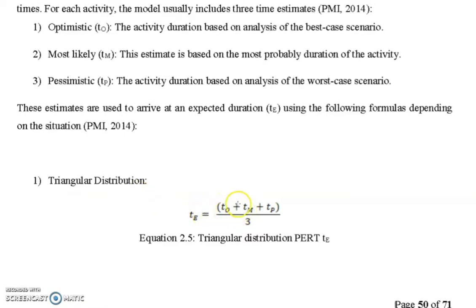this one we use when we don't have extra weighting for the most likely probability. We don't have extra weighting for it, so we can use this one. And also the second thing is that we use this formula when the information that we have for time optimistic, time most probable, time pessimistic, we don't have that much accurate information.